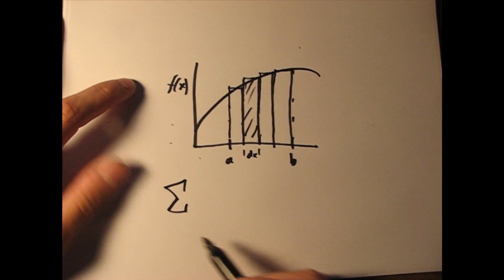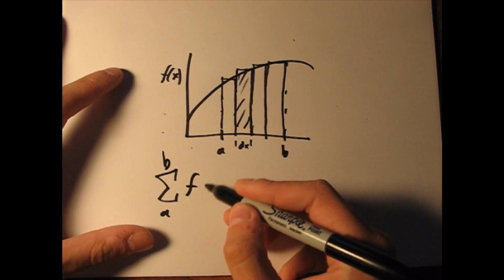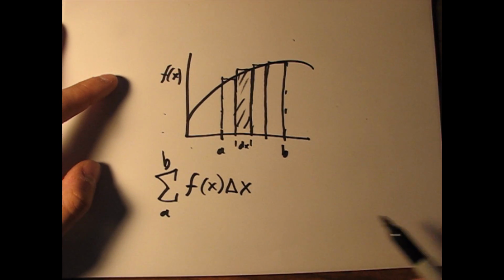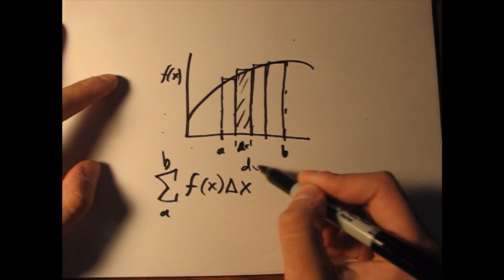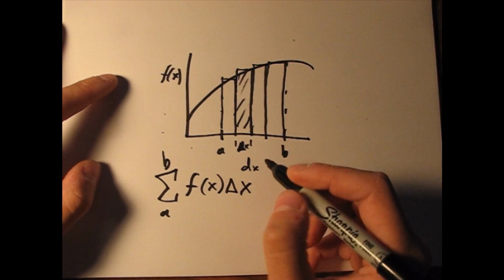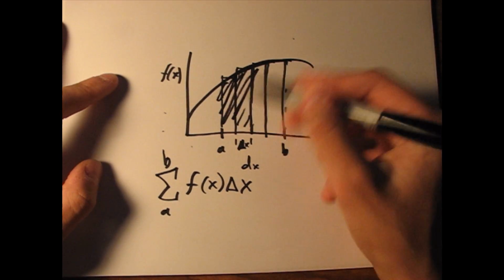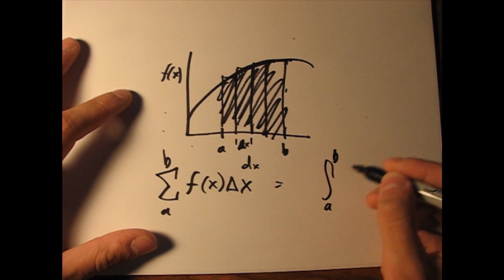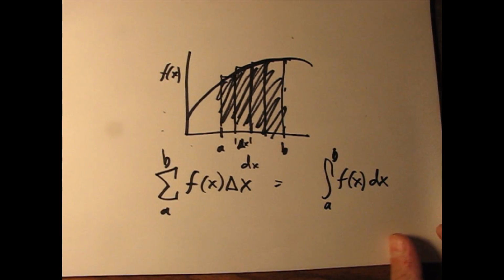This sign here represents the sum of something, so the sum from A to B of f of x times delta x. And if we change delta x to very, very small, we get dx. So it's infinitely skinny, and then we have a perfect representation of this area. And so that directly relates to f of x times dx. So that's where the integral comes from.